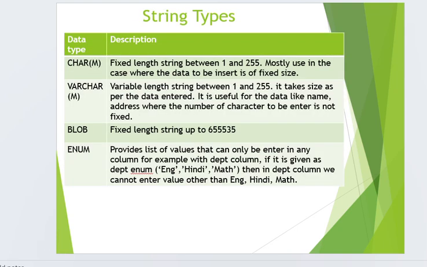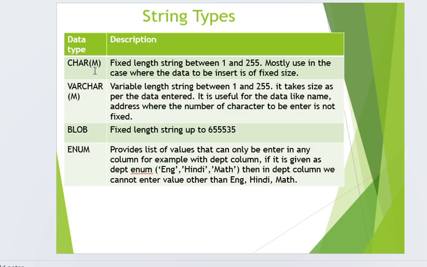After this, next are the strings. Now when we talk about strings, there are 4 data types for strings. One is char, one is varchar. Char and varchar we will be using very often. We can go with blob also and enum also, but we generally go with these two. Let's understand what they are.